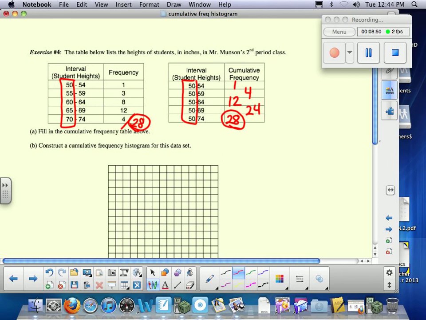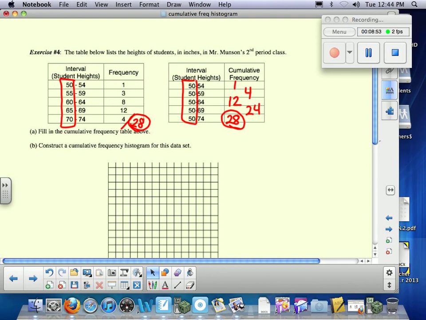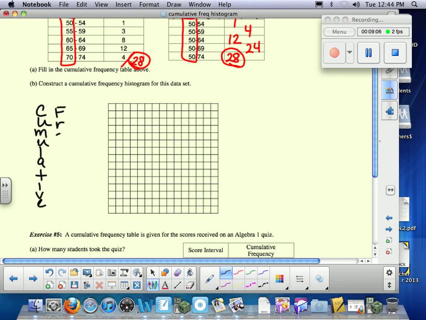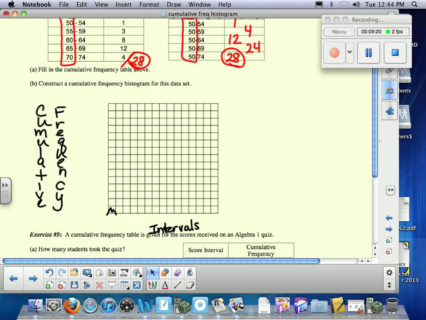All right, when we make a cumulative frequency histogram, pretty much everything is the same. This will be cumulative frequency, and these are our intervals down here. I am still going to include my lightning bolt, but Mrs. Nix and Mr. Whitaker will not have you include a lightning bolt.